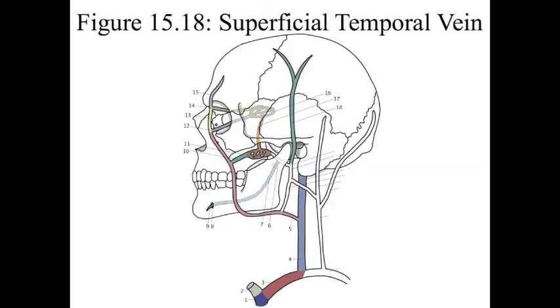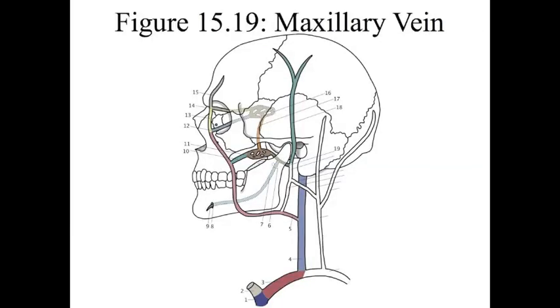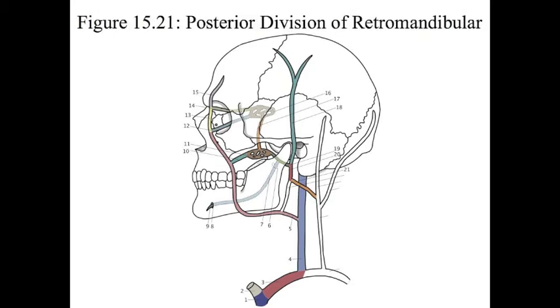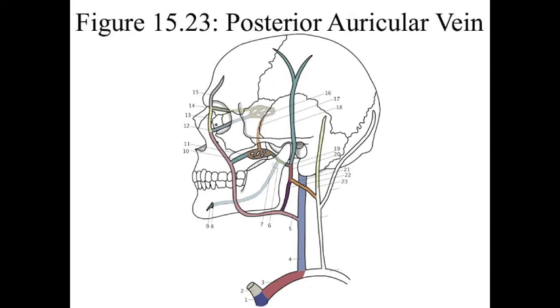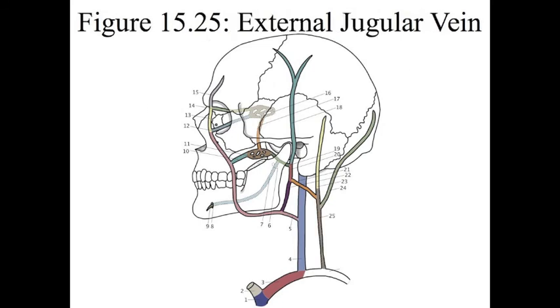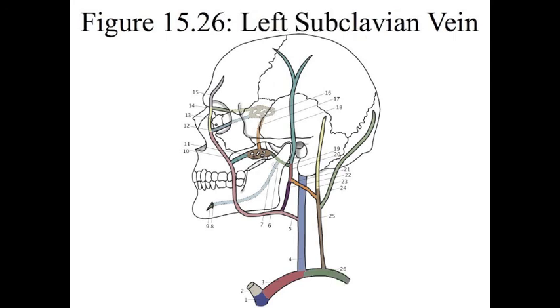18 is the superficial temporal vein. 19 is the maxillary vein, and as you can see, it doesn't have nearly as many branches as the maxillary artery. Number 20 is the retromandibular vein. 21 is the posterior division of the retromandibular vein. 22 is the anterior division of the retromandibular vein. 23 is the posterior auricular vein. 24 is the occipital vein. 25 is the external jugular vein. 26 is the left subclavian vein.